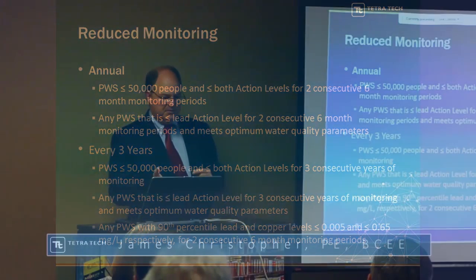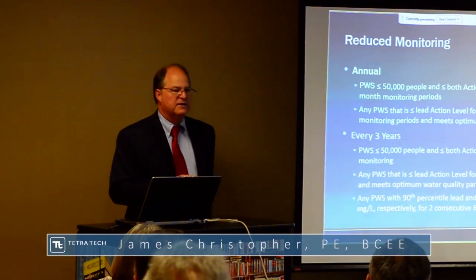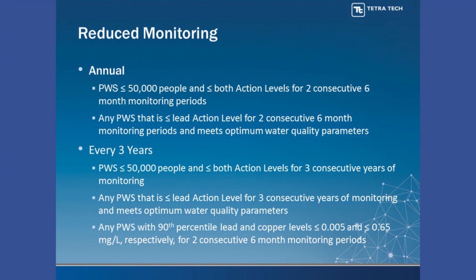So if you drop down below, in this bullet right here, if you're a system that has gone to reduced annual monitoring, and for 3 years in a row you've met the action level for 3 consecutive years, you can then go to once every 3-year monitoring.